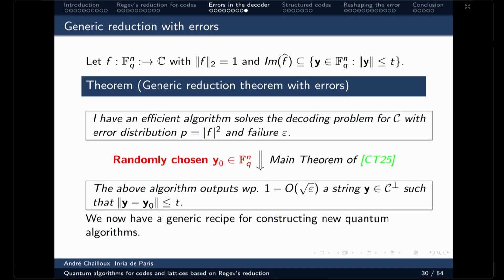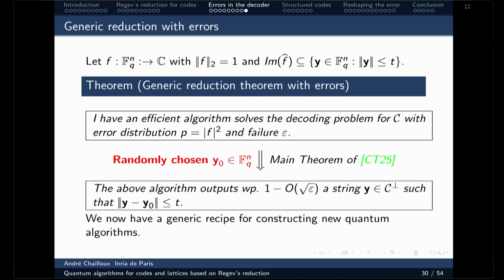Sometimes I have a more classical audience, and I tell them, look, if you find a nice code and a nice classical algorithm for it, and you look at this dual problem, and you think it's an interesting, hard problem, then you can provide quantum advantage without knowing anything about quantum algorithms.